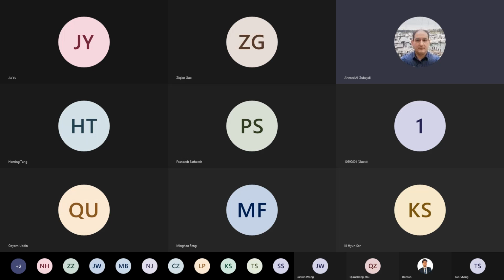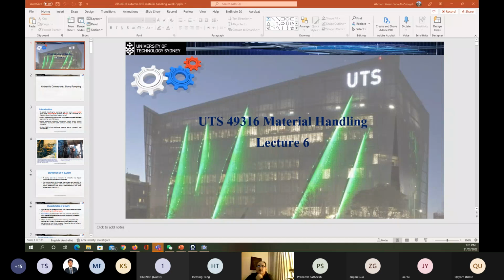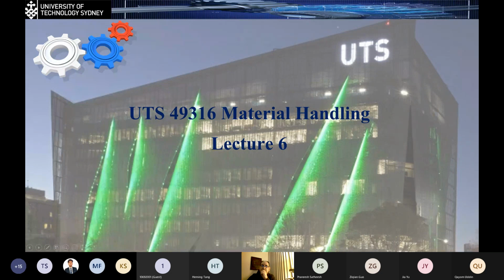Less than 1 hour to go. So what I'm going to do is go briefly over the hydraulic conveying. This will make it much easier for us to start with many examples next week instead of spending the time explaining this system. So, do you know the definition of slurry material?